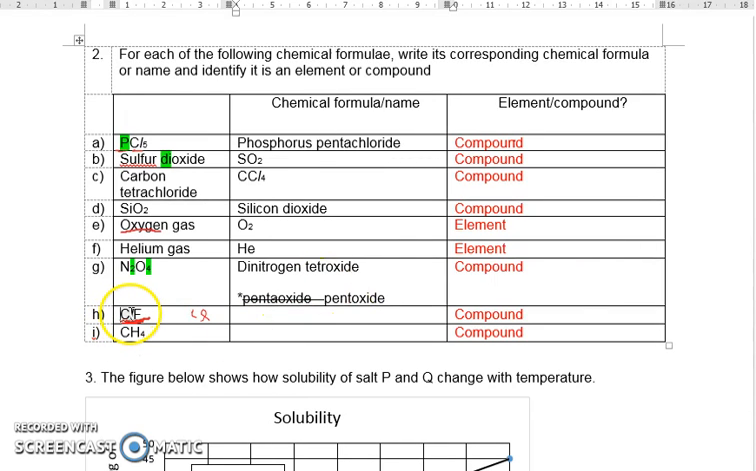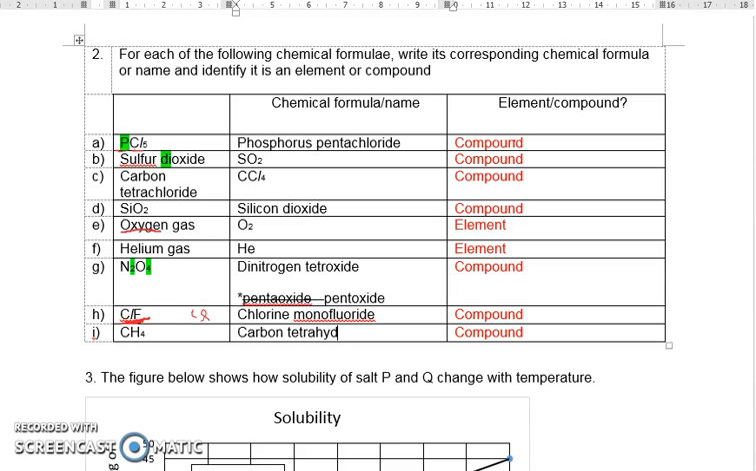For this one, there's 1 chlorine and 1 fluorine, so it's chlorine and fluorine. And we change the last few letters to IDE. And remember, we should add the mono in front of the second element. We don't need to add it in front of the first element, but we must add it for the second element. And the last one would be carbon tetrahydride.